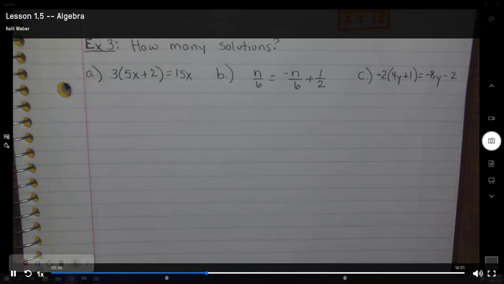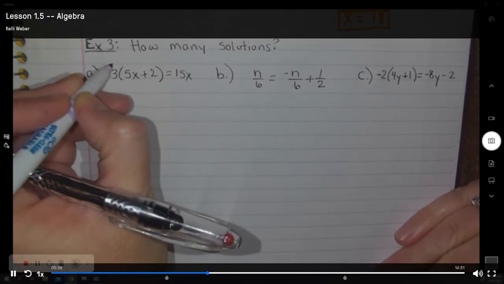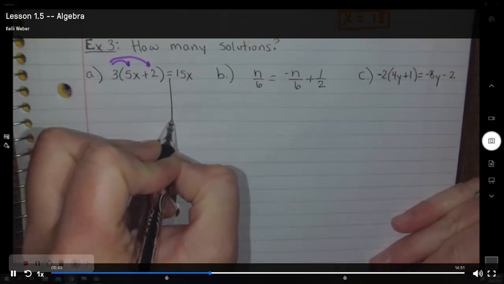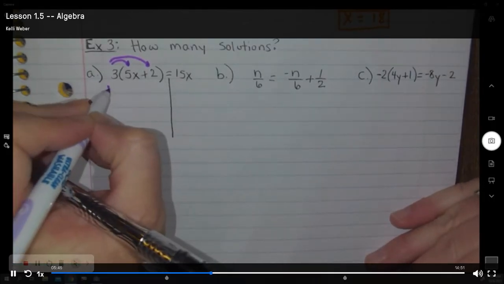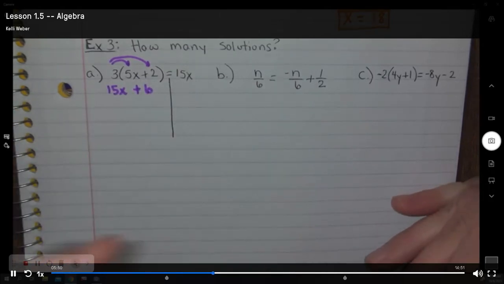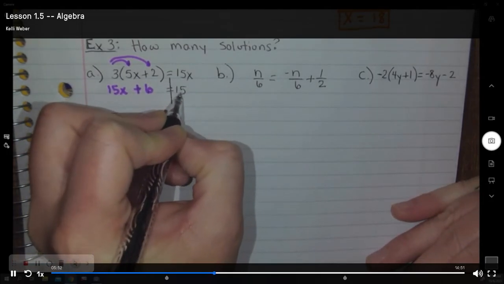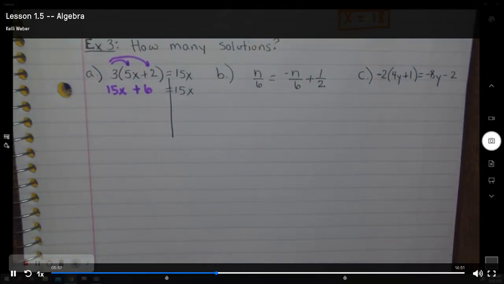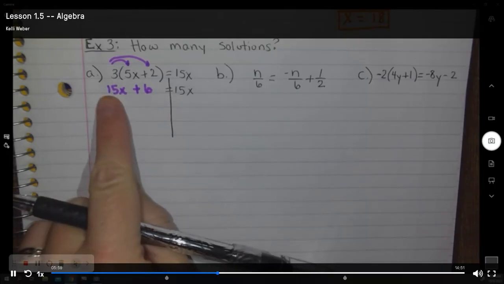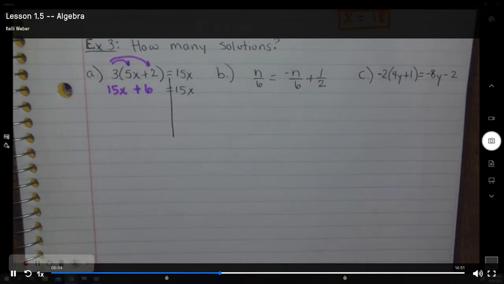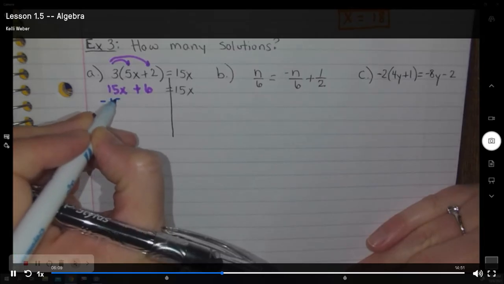So in our first problem, A, we have parentheses that we need to distribute into. So we have 3 times 5x gives us 15x. 3 times 2 gives us 6. And we haven't used this 15x, so we're going to bring that down. We want to move our variables to the same side. So for this one, since this has a 15x and a 6, I'm going to move these x's over to the right side with my 15x. So I'm going to subtract 15x from both sides.